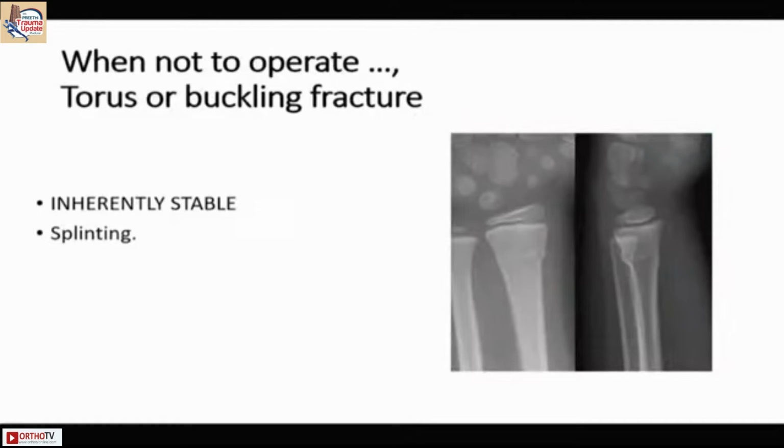They are very much inherently stable. There are torus and buckle fractures. In smaller kids, I don't put anything, not even an arm pouch. I just tell them, don't touch that area. Probably within a week or two, they unite very well. At the most, you can give an arm pouch. I don't even put them in a plaster cast.